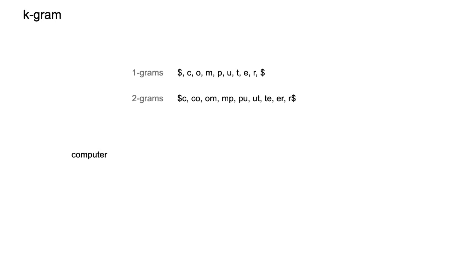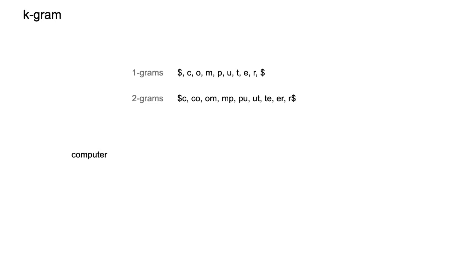Because what are the 2 grams of the word? So forget about the dollar for a moment. It's a sliding window over the word. So you have CO, then OM, then MP, then PU, then UT, then TE, then ER, right? So you have this sliding window. But what do we do at the beginning and at the end?